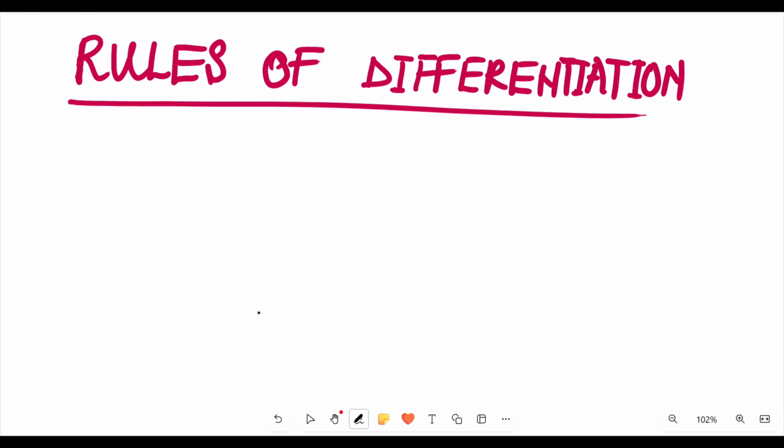So we'll be looking at the product rule. Now, what does product mean? When you multiply two or more quantities, the result is called the product of those quantities.